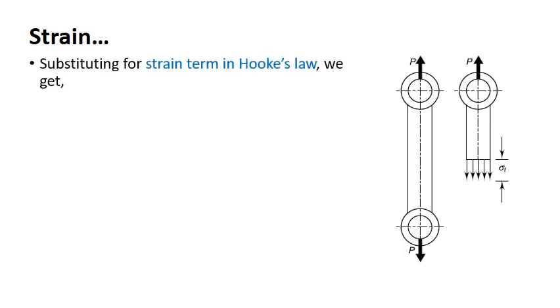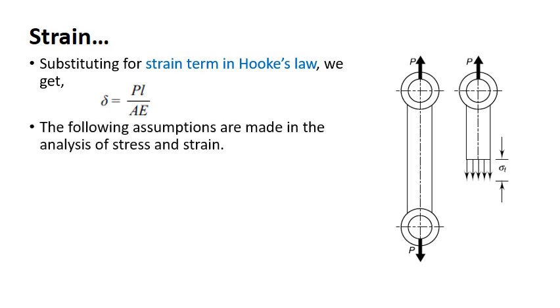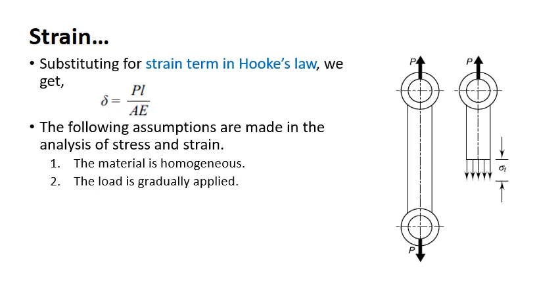So now let us recast the strain equation applying Hooke's law. So delta is equal to PL by AE. This is the expression for elongation. And while employing these stress-strain equations, we must be careful because these are derived under a set of assumptions, right? So they are the material assumptions. We assume that the material is homogeneous and the load is gradually applied, static load.